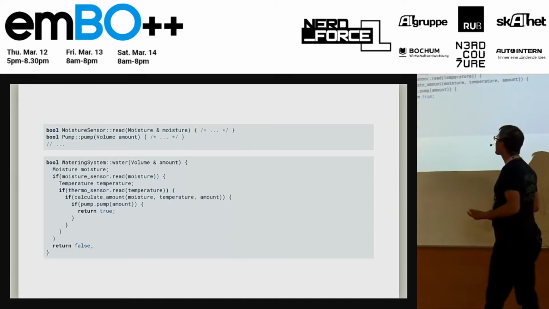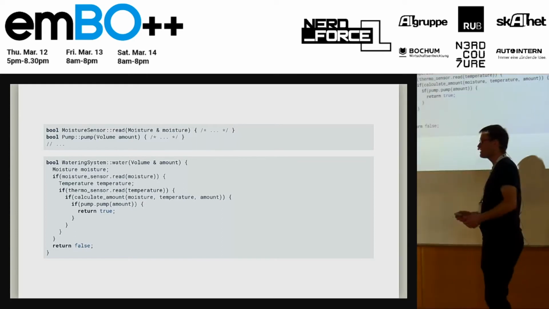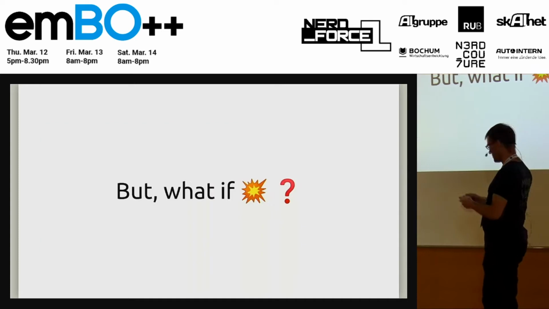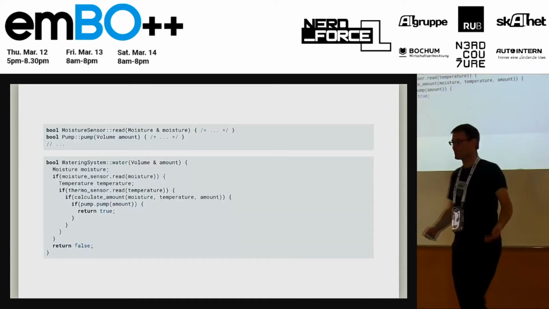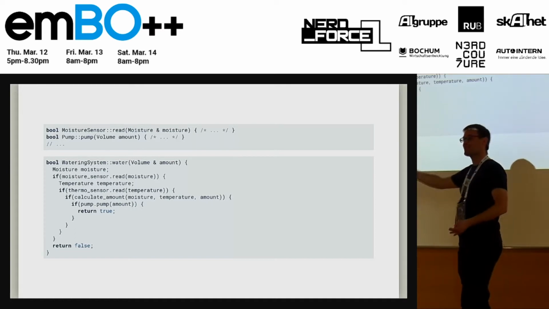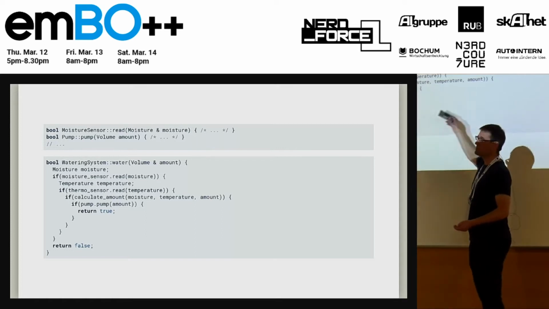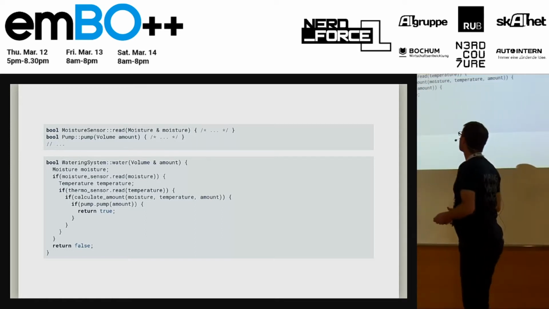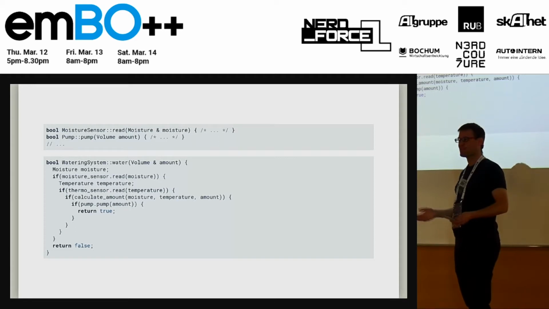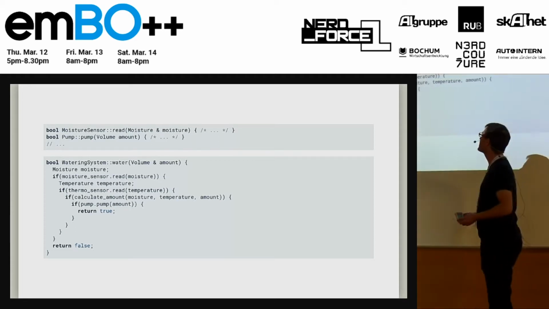So I read out the moisture, then ask, could I read it out? Then next I read out the temperature. Oh, sorry. I look, could I read it out? And then it gets nested and nested and nested, and the more steps you have, the deeper this arrow gets. So it's not really nice to read. It makes it a bit unreadable.